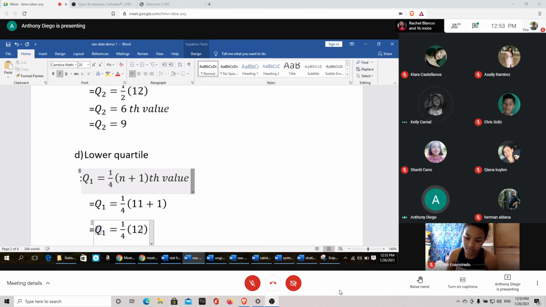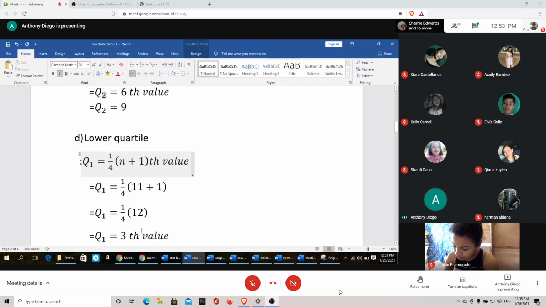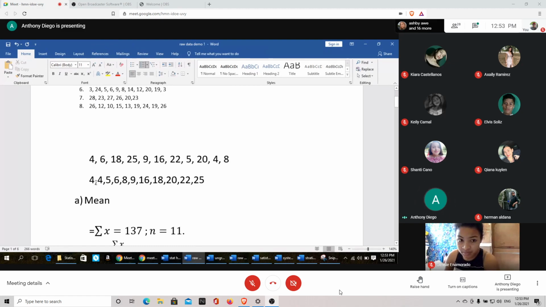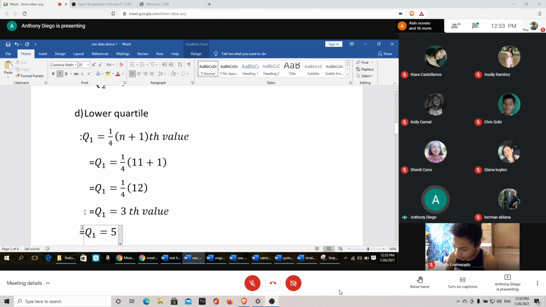The 1/4 of 12 is the what? 3. Okay, so it's the 3rd value. Good. So once again, when we go up here, you will notice that the 3rd value will be what? 1, 2, 3. So what is the 3rd value here? 5. Okay, it is 5. So that will be Q1. So Q1 is equal to 5.